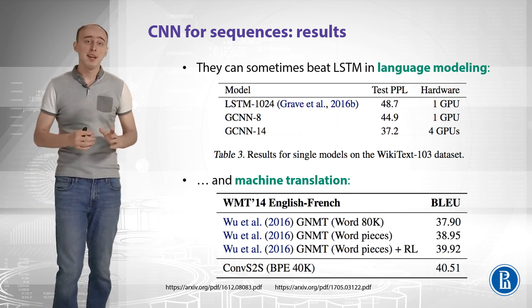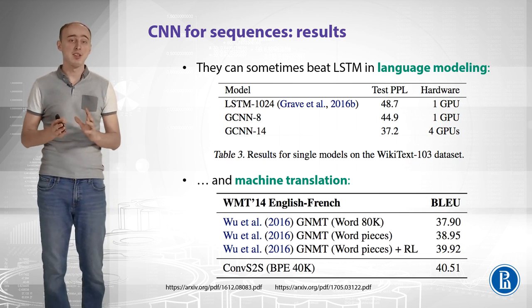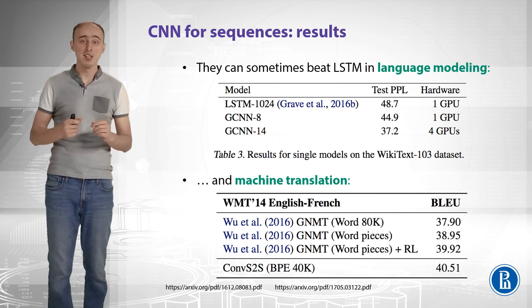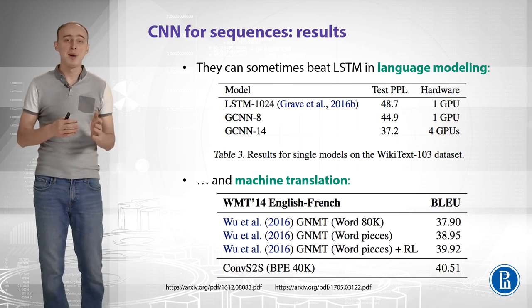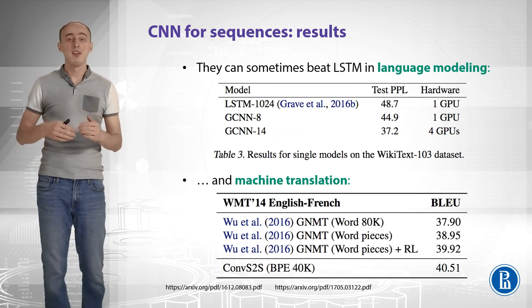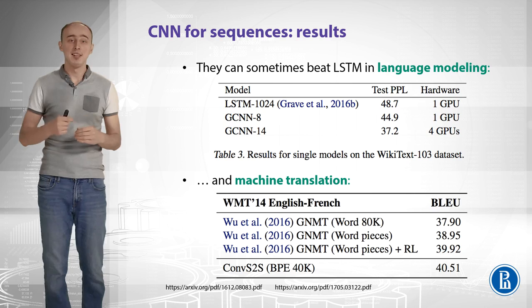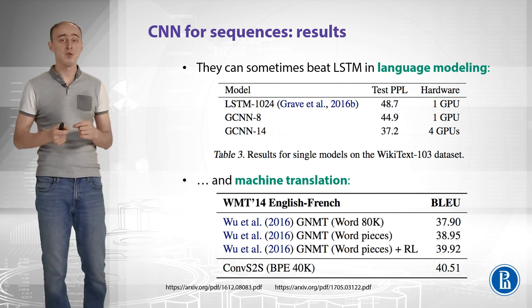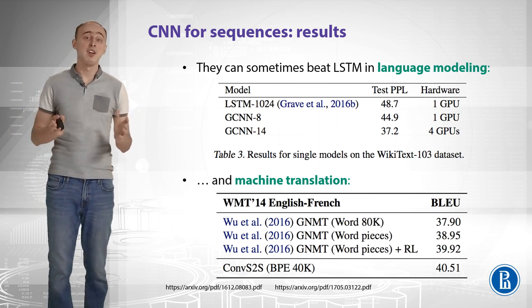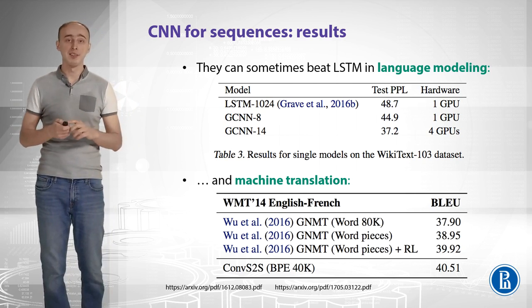And another example is a machine translation dataset from English to French, let's say. And there they have a metric called BLEU, and the higher that metric, the better. And you can see that convolutional sequence-to-sequence actually beats LSTM here as well, and this is pretty surprising.